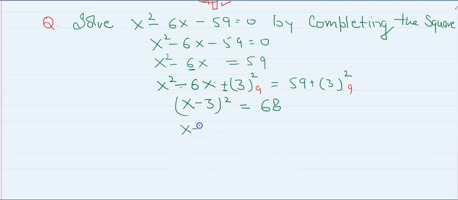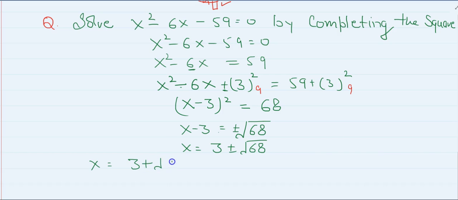Now x minus 3 will be root 68. Don't forget to use this sign, plus and minus. We take 3 this side, so x will be 3 plus minus root 68. So x will be 3 plus root 68 and 3 minus root 68.